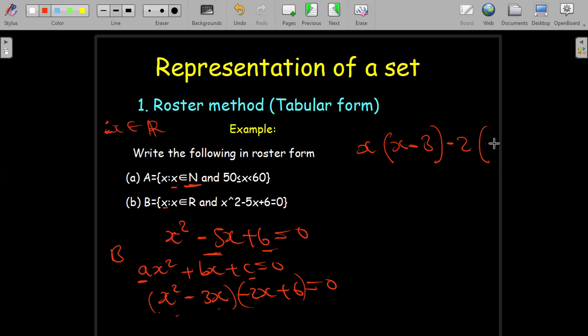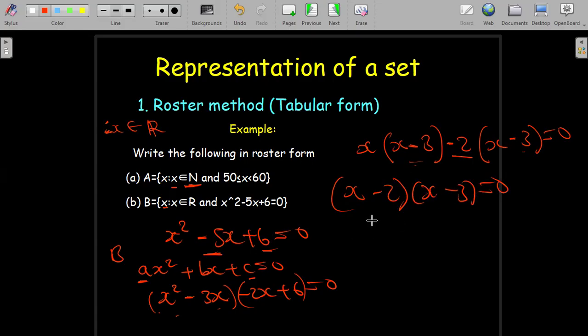Then I remain with x when I divide the first part, and when I divide the second part, I remain with negative 3, equal to 0. Then I group the x and the -2 there, and I get x minus 2 times x minus 3 equal to 0. So I equate x minus 2 equal to 0, or x minus 3 equal to 0. Then I get x is equal to 2, or x is equal to 3.